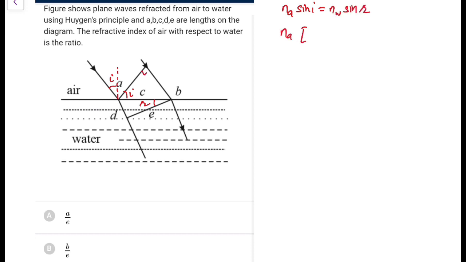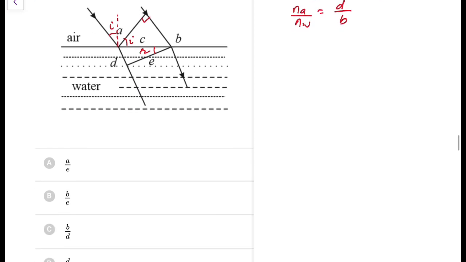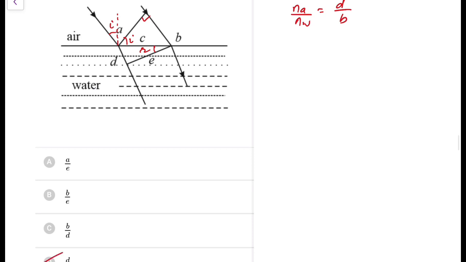Sine of I, if you use the lengths, would be B by C, and for n of water, sine of R would be D by C. So n of air with respect to water, that is Na by Nw, is going to be D by B. That is the most appropriate thing. Go with option D here.